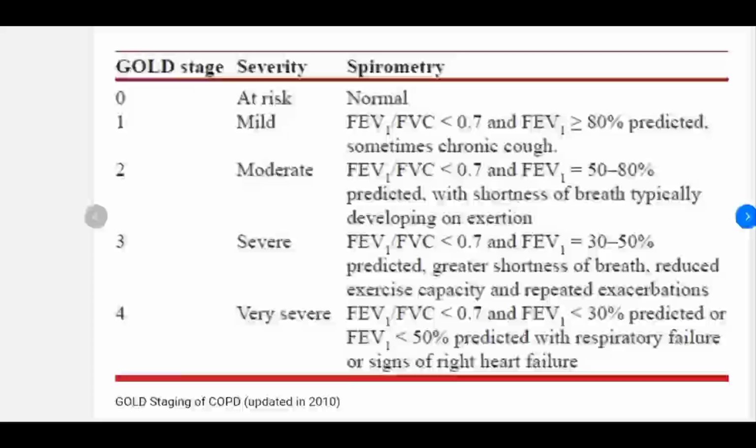Then we have the GOLD staging for COPD. GOLD 0 is spirometry is normal, then GOLD 1, that is mild COPD. Mild COPD is FEV1 by FVC is less than 0.7 and FEV1 is more than 80%. Then grade 2 is FEV1 is 50 to 80%. Then grade 3 is 30 to 50% and grade 4 is less than 30%.